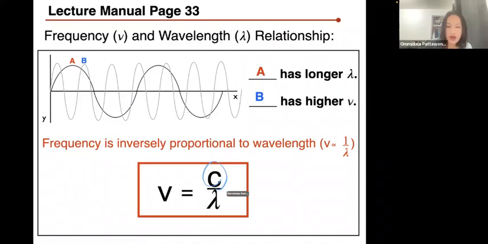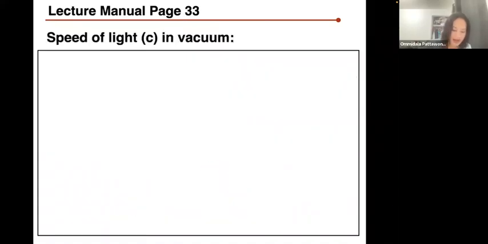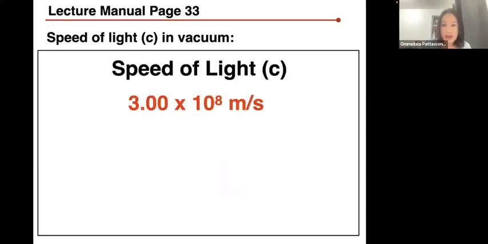Okay, so this c is a constant for electromagnetic radiation that travels in vacuum, which I'm going to call light. They are going to travel with the same speed, which is 3.00 times 10 to the 8 meters per second. So this is the speed of light, and it applies to every electromagnetic radiation. For example, if you're looking at red light versus green light, they both are going to travel at the same speed in vacuum, which is this number.